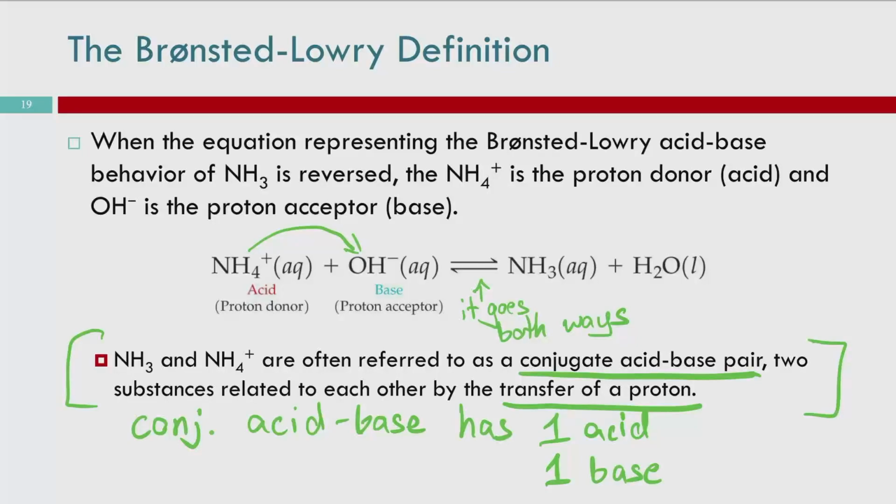So in this case, for ammonium and ammonia, the ammonium, the NH4 plus, is the acid. The NH3 is the base. The NH4 plus can give a proton. The NH3 can accept a proton, and in doing so, they switch to the other form.